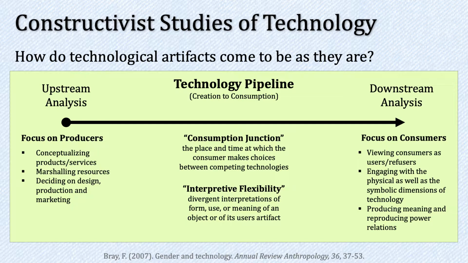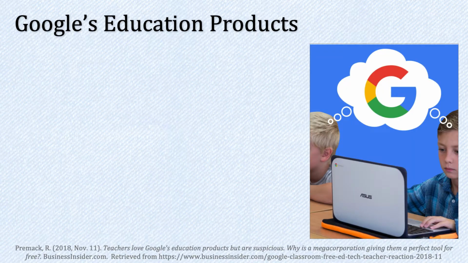Now, I want to bring us back around to this technology pipeline that we explored last week, and this idea of thinking about how technological artifacts come to be as they are. And as you recall, we talked about upstream analysis where we focus on producers, all the way down to the downstream analysis where we focus on consumers. Now, using this pipeline, I want to focus on a couple of recent articles that have appeared in the popular press. This first article is from Business Insider, and the title of it is Teachers Love Google's Education Products but Are Suspicious. Why is a mega corporation giving them a perfect tool for free? Interesting headline, interesting question. So let's talk a little bit about this article.